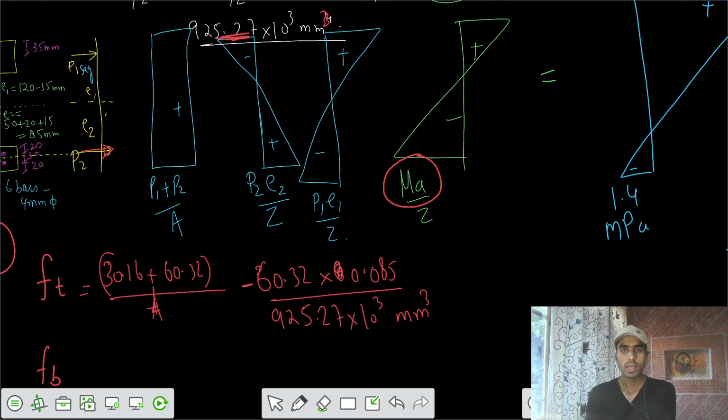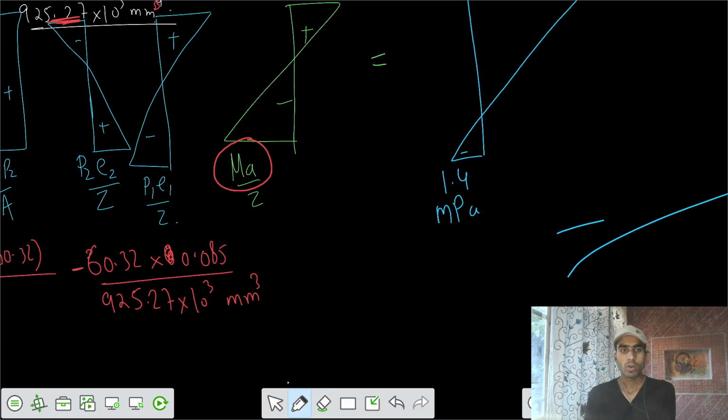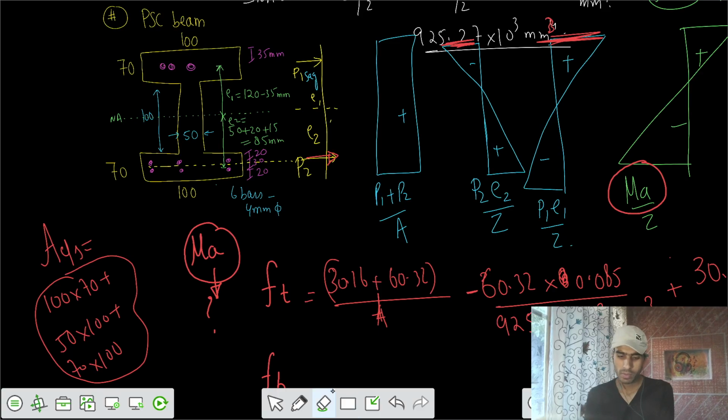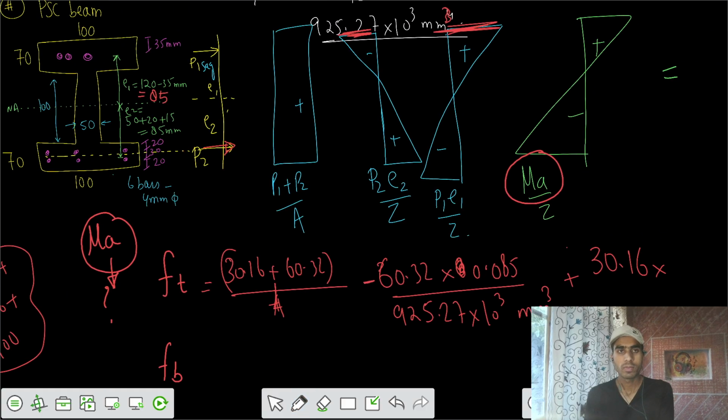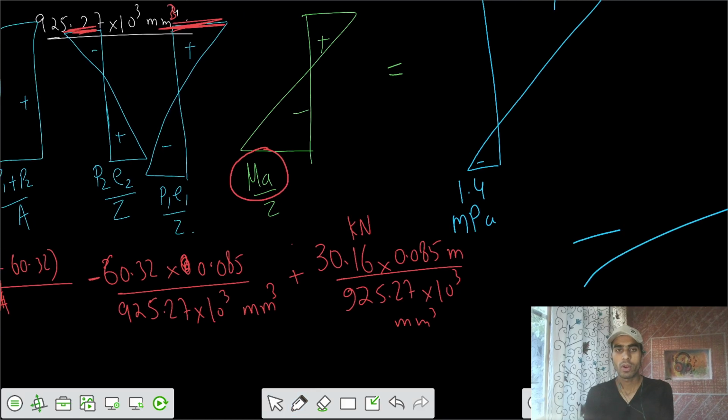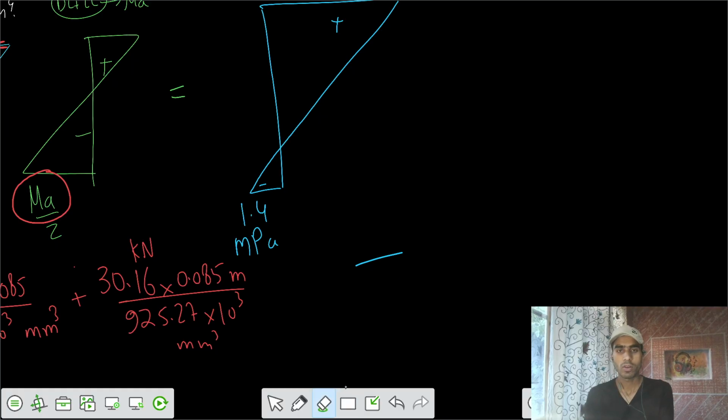After that, one more is the effect of P1. That's positive at the top. P1 is only 30.16, and the eccentricity of P1 is 120 minus 35, which means 85. So eccentricity E1 is also 85, so 0.085 divided by the section modulus 925.27 times 10 to the power 3 millimeter cubed. You have to ensure what units you are keeping, and that all units are correct.